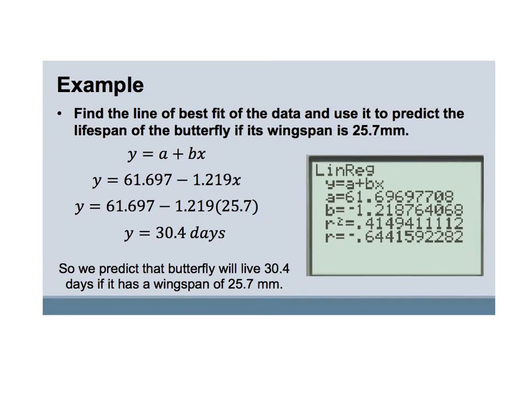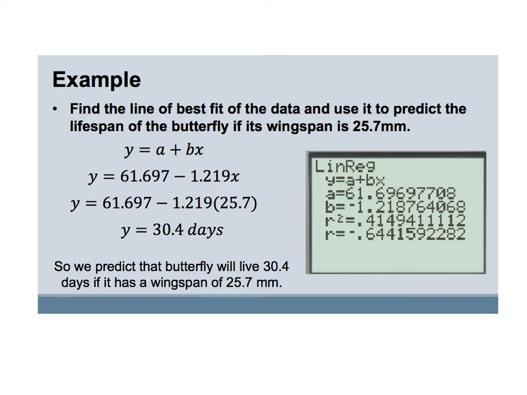Since it is linear, I can make an equation. So y equals a plus bx. Per my calculator, a is 61.697. B is negative 1.2189. So instead of the plus, I just put the minus. You could put plus negative, doesn't matter. So my line of best fit is this. Then I can use that equation to make the prediction. If the wingspan is 25.7, I predict that the butterfly will live 30.4 days.